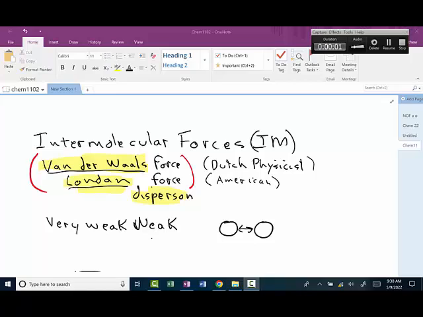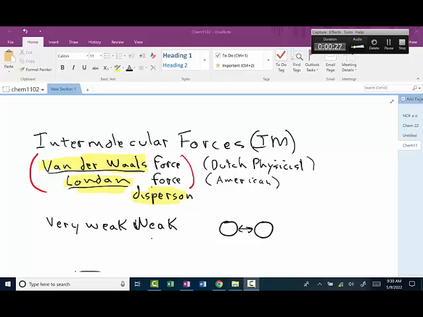This video is on intermolecular forces. Intermolecular forces are forces of attraction between molecules. We know intermolecular forces exist because we have solids and liquids, which means the molecules that comprise a solid and a liquid have to be attracted to each other in order to form a solid or a liquid. Otherwise, they would be a gas. So we know they exist.